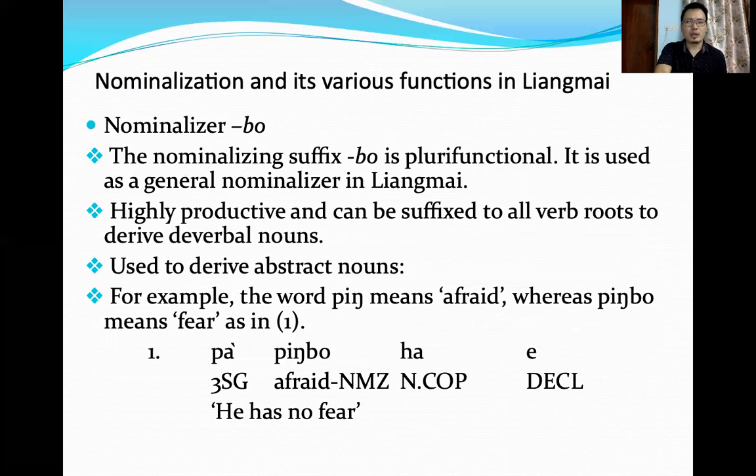Nominalizer bo. The nominalizing suffix bo is plurifunctional. It is used as a general nominalizer in Liangmai. It is highly productive and can be suffixed to all verb roots to derive deverbal nouns. It is used to derive abstract nouns. For example, we have a word ping, which means afraid, whereas pingbo means fear, as in pa pingbo hai. He has no fear.